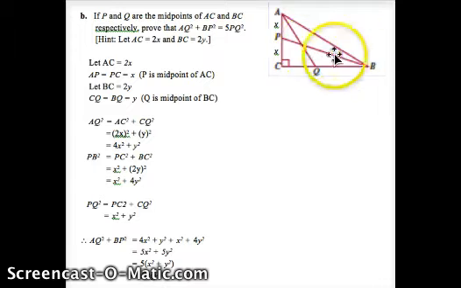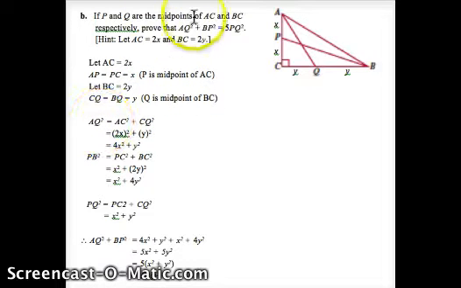Also in the hint that we've been given, we've been told to let BC equal 2y. Therefore, again, because Q is the midpoint, we would know that CQ is y. I'll just move that in. And we would also therefore know that BQ is also y. Reason being, we can see that here: let BC equal 2y. Therefore, CQ equals BQ, which equals y, because Q is the midpoint of BC.